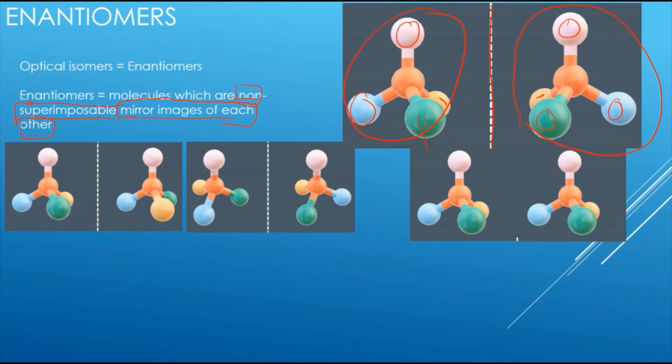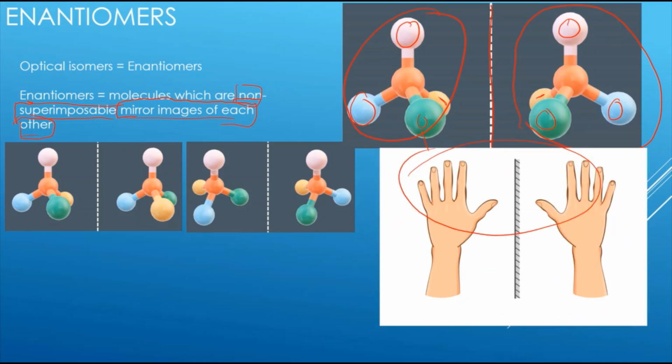That's why these are called non-superimposable mirror images of each other. So even though they are mirror images of each other, they will never be able to look exactly the same. If we were to place them right next to each other, they would look different. An example could be just looking at your hands. You can say that your hands are non-superimposable mirror images of each other.